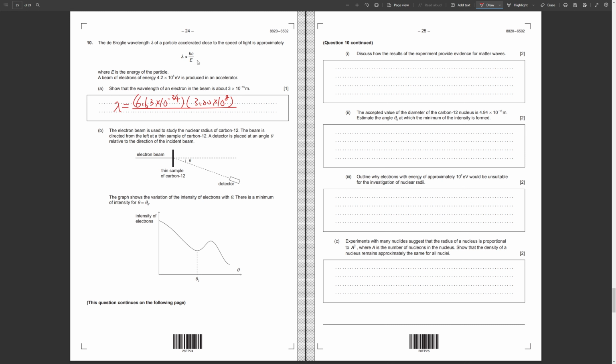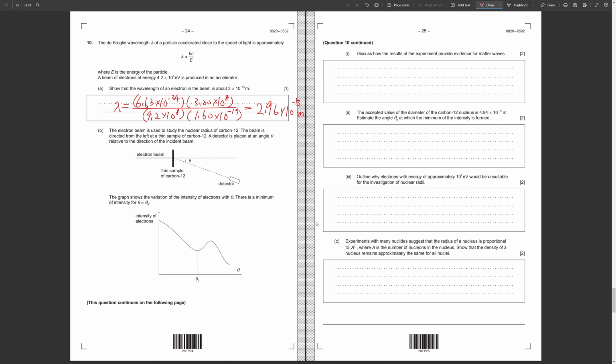And E should be in joules, which means you're going to convert 4.2 times 10 to the power of 8 eV into joules. Such conversion is very simple. Just multiply this given number with 1.60 times 10 to the power of negative 19, the elementary charge. Your answer should be 2.96 times 10 to the power of negative 15 meter.